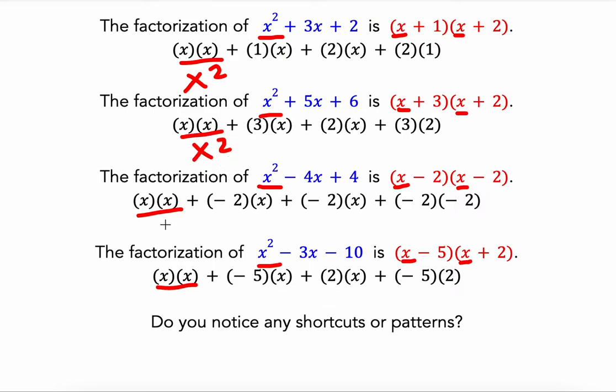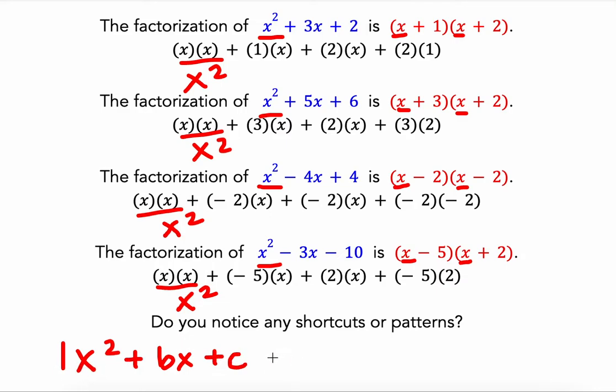Okay, so when I have a quadratic expression in this format, x squared plus bx plus c, right? So meaning no coefficient for the first term other than 1, because if there's nothing there, it's a 1.